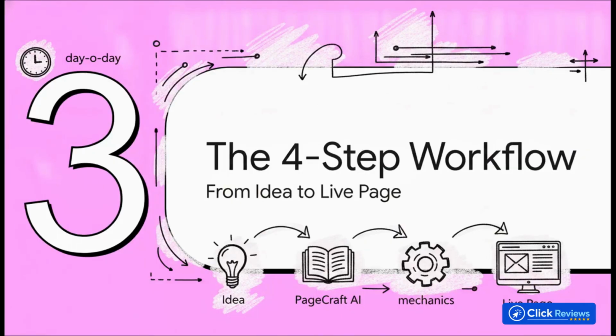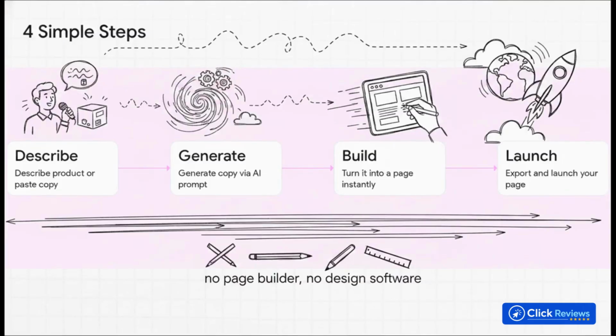Section 3. The 4-step workflow. The whole process is streamlined down to 4 straightforward phases. 1. Describe your product or paste your existing copy. 2. Generate your copy via an AI prompt if you need it. 3. Turn it into a page inside the app. And 4. Export and launch. It requires absolutely zero page builder knowledge and no fancy design software to master.